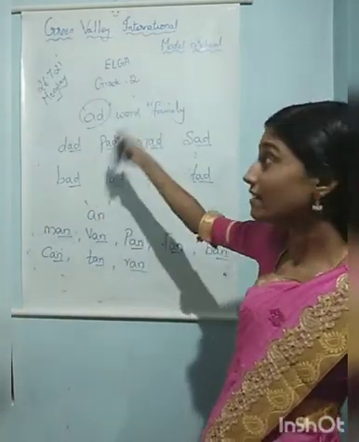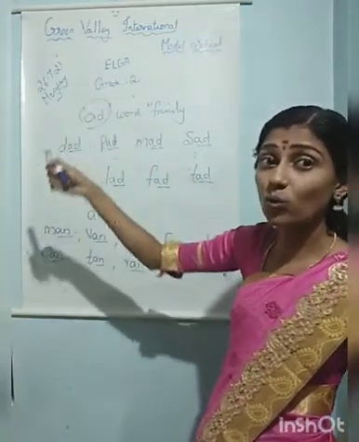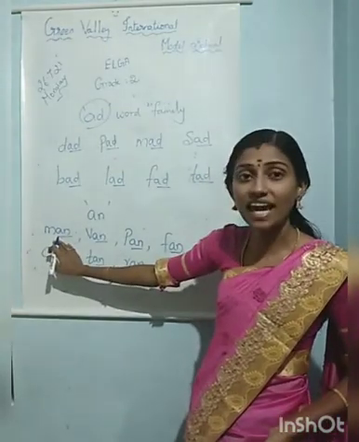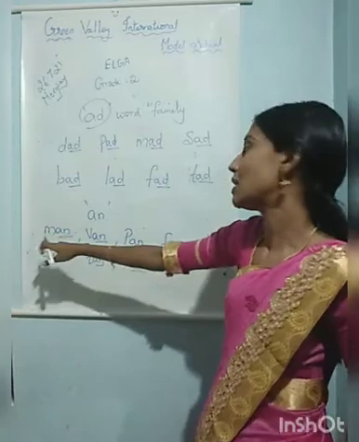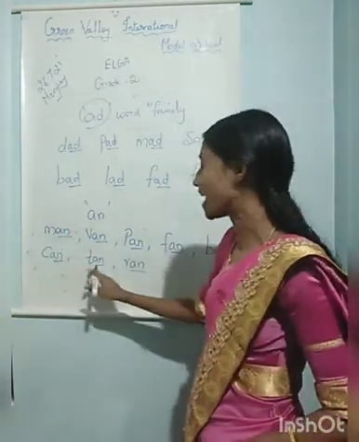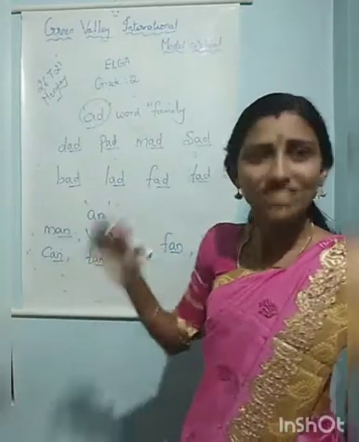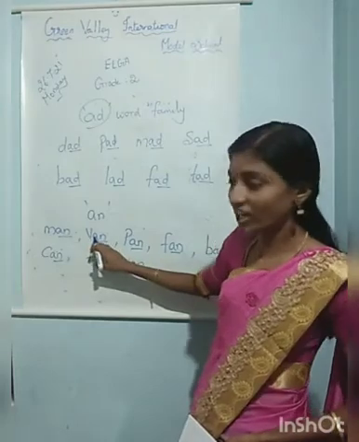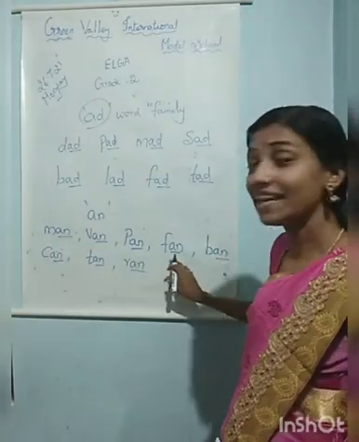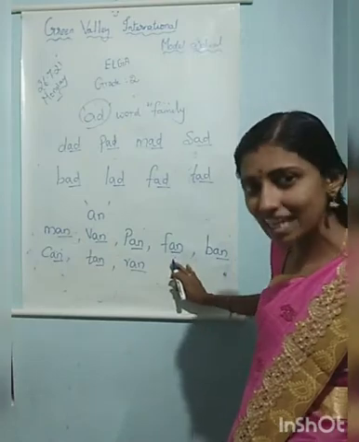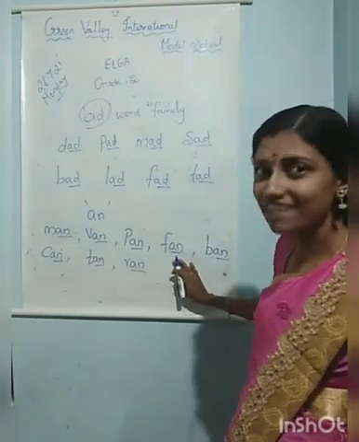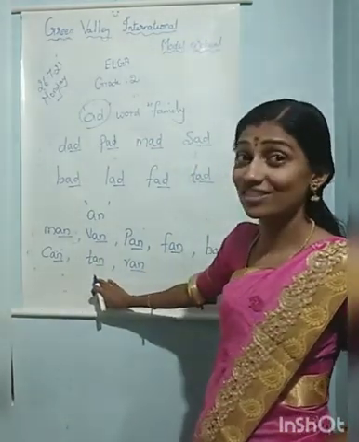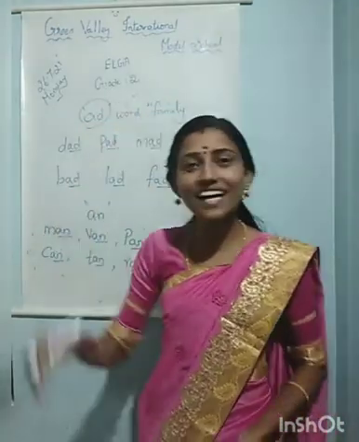First we learned the AD word family. Now we are learning the AN word family. The first word is M-A-N, man. See, listen. Man, van, pan, fan, ban, can, tan, ran. So these are all words. Sounds same, right? M-A-N, man. V-A-N, van. P-A-N, pan. Say along with me. F-A-N, fan. B-A-N, ban. C-A-N, can. T-A-N, tan. R-A-N, ran.